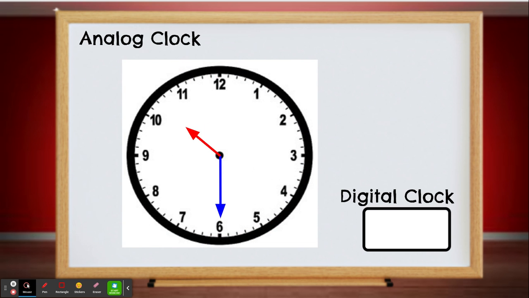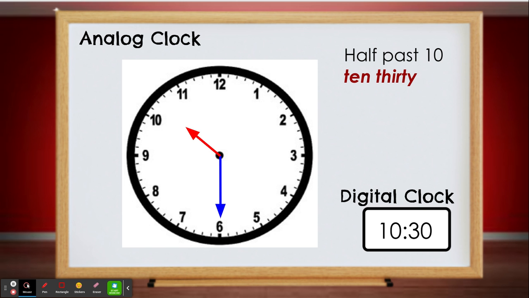Let's practice this one. What time do you notice on the clock? That's right. Our hour hand is pointing in between 10 and 11. And our minute hand is pointing to 6, which represents 30. So that means that it is half past 10 o'clock. Or in a digital clock, it is 10:30.